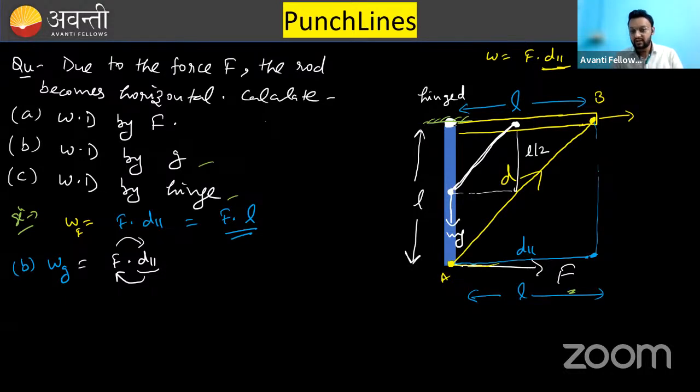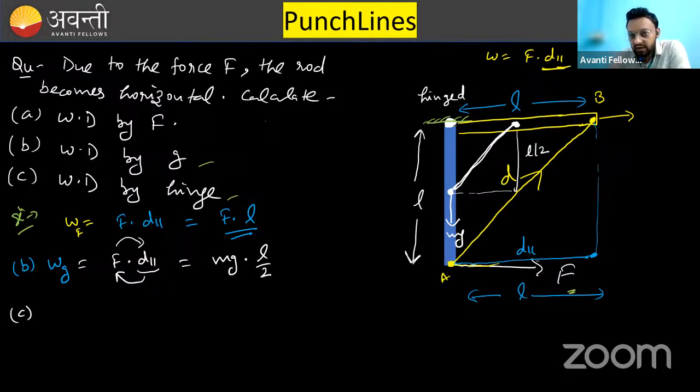In this first situation, force was horizontal. So I was interested in the horizontal displacement. Now I am interested in the vertical displacement. Vertical displacement is what? L by 2. So the answer is force is mg, displacement is L by 2. And the question is done. And again, there is a C part, work done by hinge.